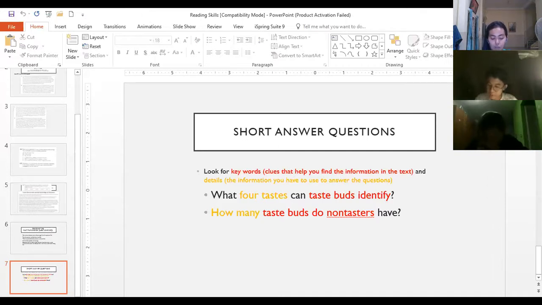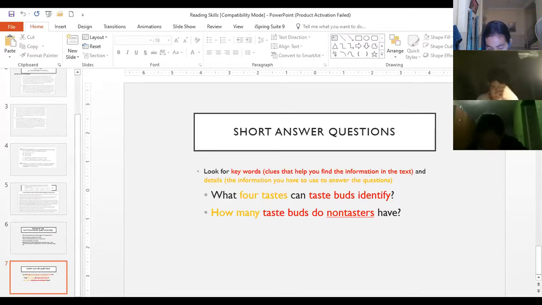Now, number 4, keywords and details are? Keywords are super taster, the type of food that super tasters avoid. And details? What type? The answers are spicy foods, bitter food, salty foods, fatty food, and sweet food. So it's all kinds of food. And paragraph number? 4.